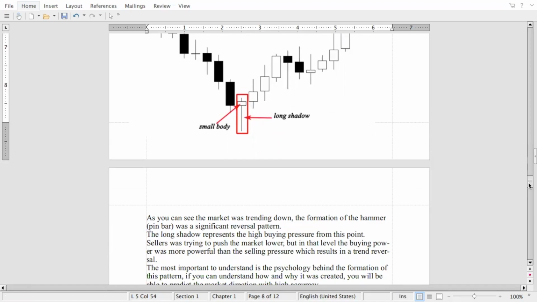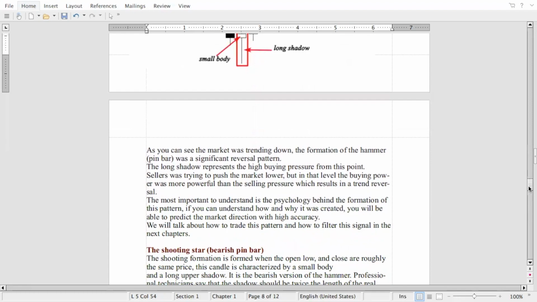And as we continue, notice what the chart says. As you can see, the market was trending down. The formation of a hammer, or bullish pin bar, was a significant reversal. The long shadow represents the high buying power from this point. That is the psychology behind it.